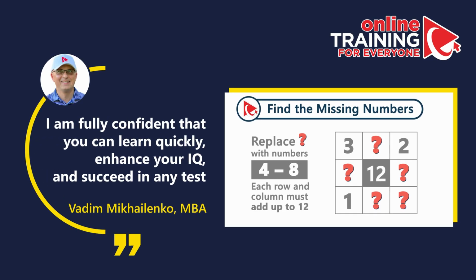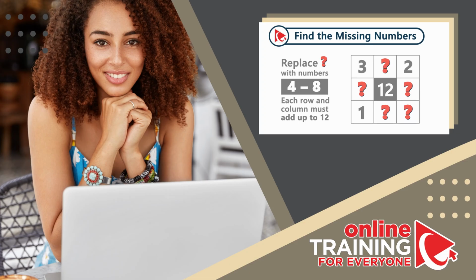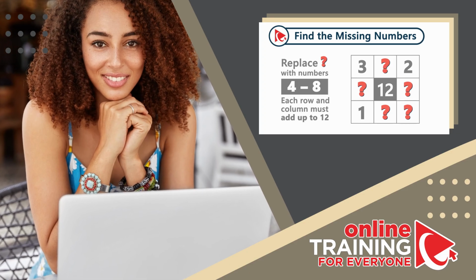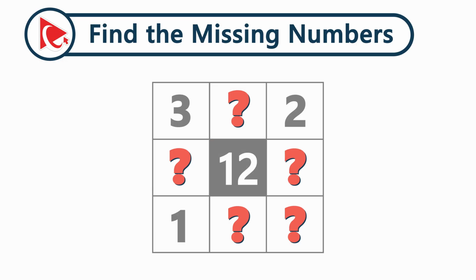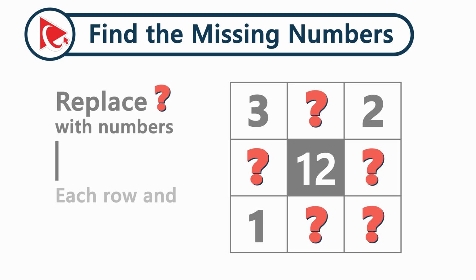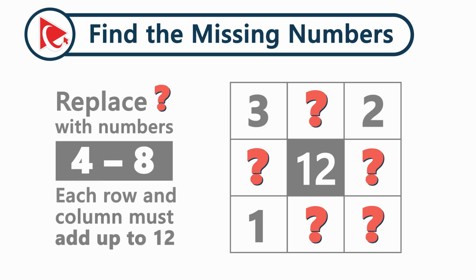Our main goal with this question is for you to practice so you can learn to solve the challenges yourself, boost your cognitive skills, making you smarter and more intelligent. You're presented with 3 by 3 matrix. Matrix has some numbers populated inside, but some numbers are missing and represented by the question mark. The number in the middle of the matrix is 12, and your goal for this question is to replace question marks with numbers 4 through 8.